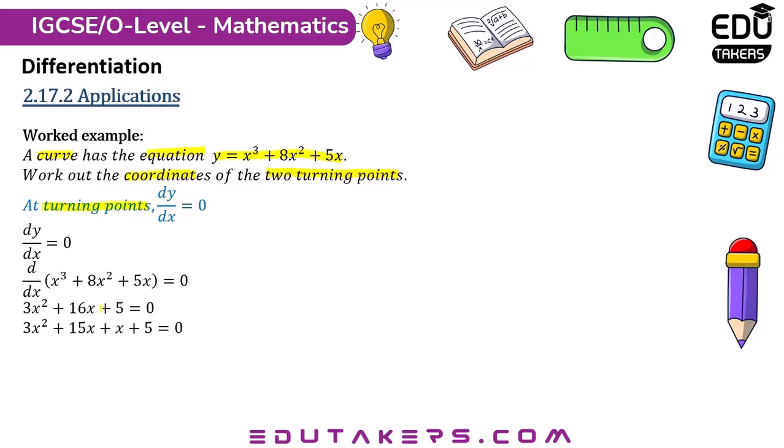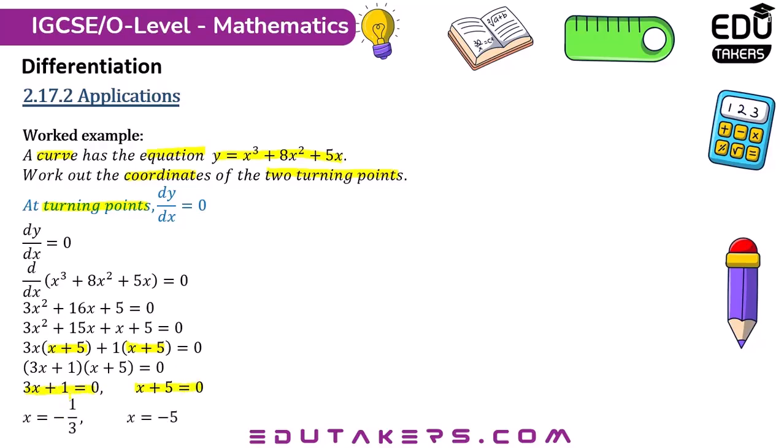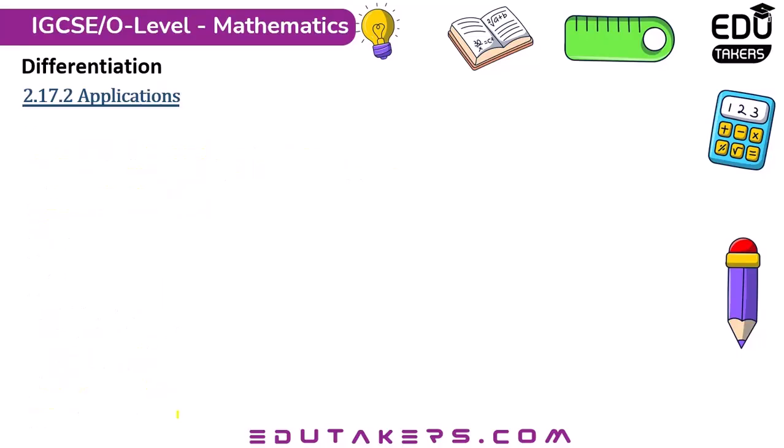Now solve it by factorization. It will be 3x^2 + 15x + x + 5 = 0. Taking 3x common from the first two terms, it will be 3x(x + 5) + 1(x + 5). Now (x + 5) is a common bracket, so take it out: (3x + 1)(x + 5) = 0. So 3x + 1 = 0 or x + 5 = 0. From this, x is -1/3 and from this, x = -5.